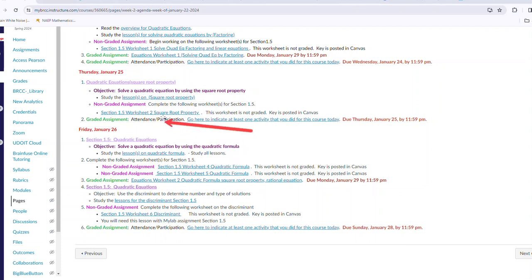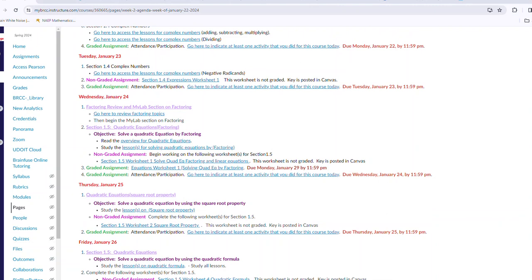All right. And also right here, notice the discriminant. Now there's no graded worksheet on it, but it says you will need this lesson in MyLab for section 1.5. But I'm not going to assign 1.5 until after next week. I am going to assign section 1.4, because we're done. We just talked about it. Okay? All right, any questions?